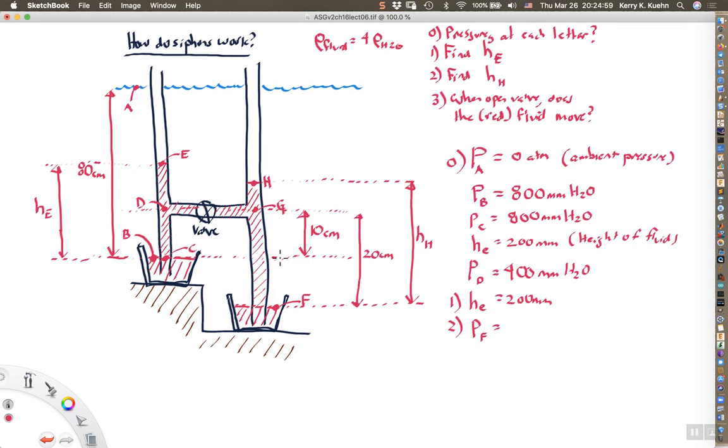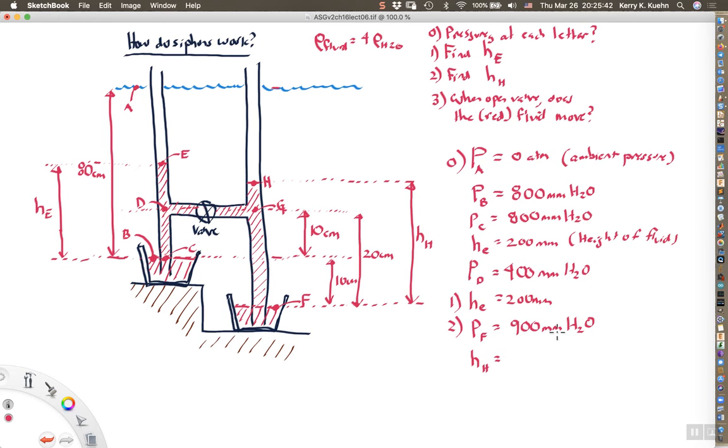We know that between this point and this point, there were 80 centimeters or 800 millimeters of water. And from looking at these two numbers here, we can see that this is another 10 centimeters of water. So from here to here are 90 centimeters or 900 millimeters of water. That means the pressure at point F is the pressure of 900 millimeters of water. Right? Okay.